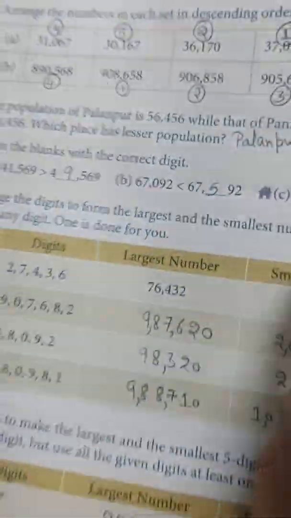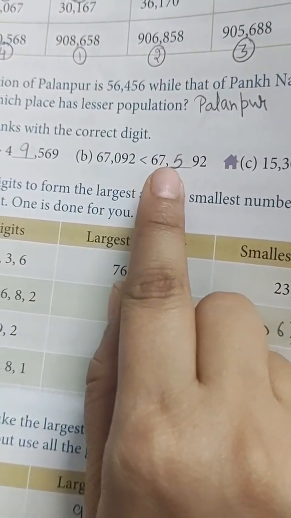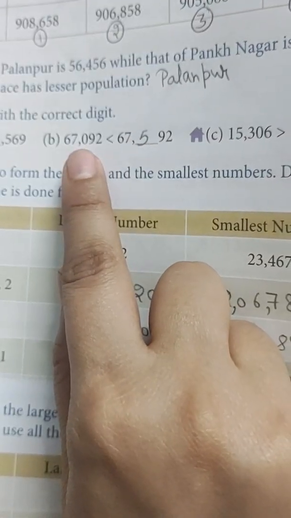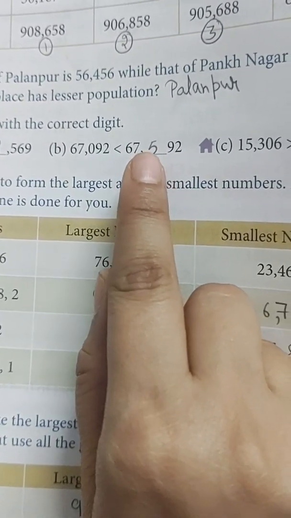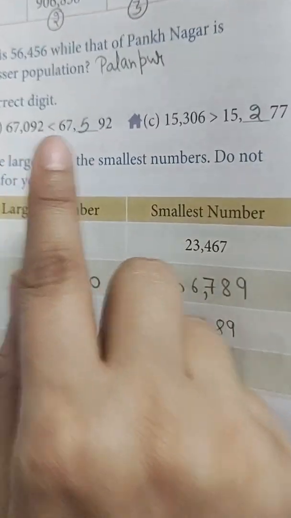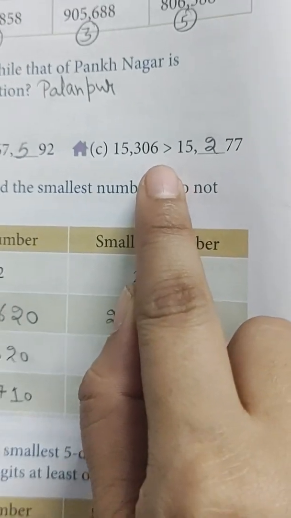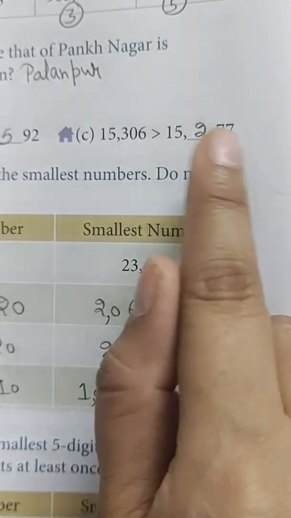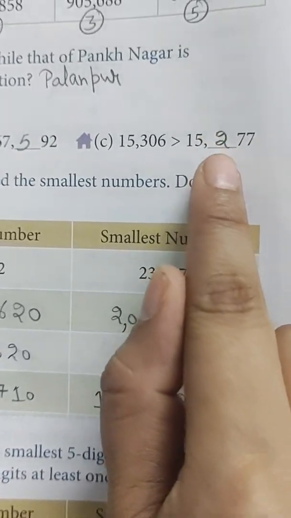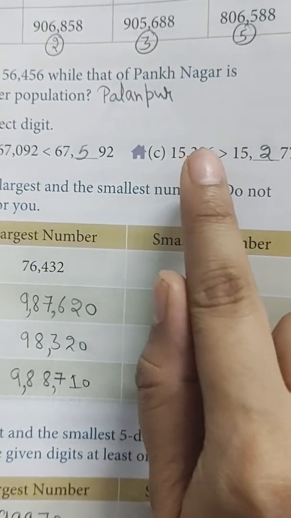Now the next number is here, B part, 67,092. So we have to make this number bigger. We can put any number except 0. From 1 to 9 you can put any digit, and it will be a bigger number than this. Then we have this number, 15,306 is greater than 15,0-77. So you can put 1 or 2 or 0. 0 to 2, you can put 0, 1, 2, and this will remain smaller than this. We have to make this small.